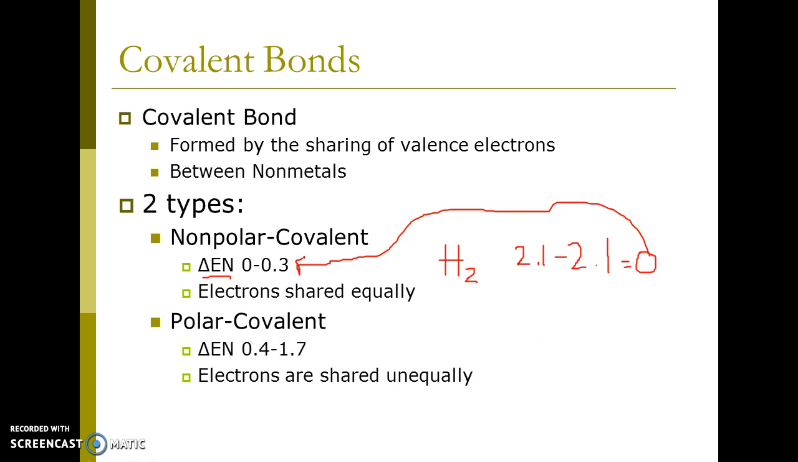The other type of covalent bond that we can have is what we call a polar covalent bond. The difference in electronegativities for a polar covalent bond is 0.4 to 1.7. This is because your electrons will not be shared equally within the bond. For example, let's look at water, H2O. We're going to find hydrogen on the periodic table, like we just did. Its electronegativity is 2.1. And then we're going to find oxygen. Oxygen's electronegativity is 3.5.